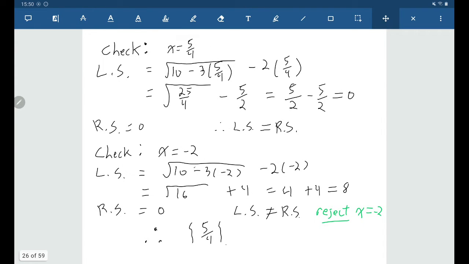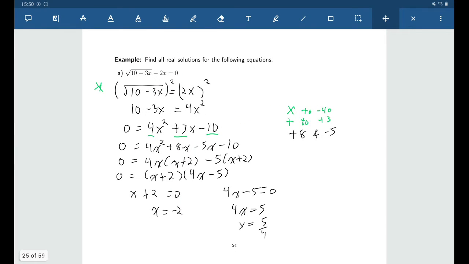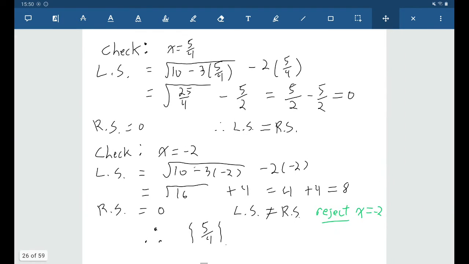So, like I said before, any time we have to square both sides of an equation or raise both sides of an equation to an even power, this sort of work, showing you checking the solutions, is mandatory. And that's what I expect to see. I don't want to just see you saying that you checked 5/4 and I just have to trust that it worked out. I want to see you actually checking the solutions and showing that they work.